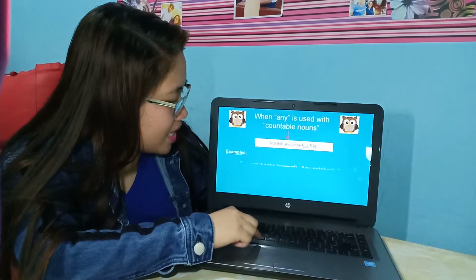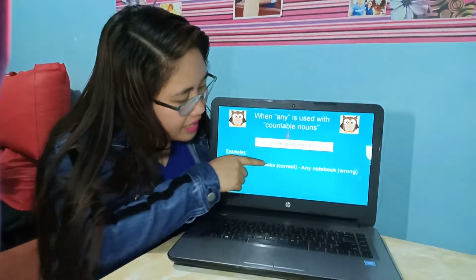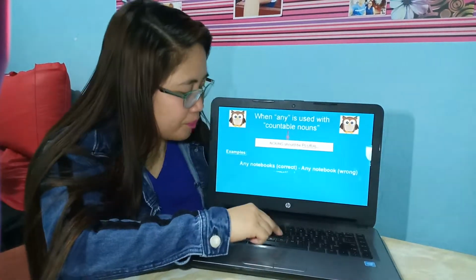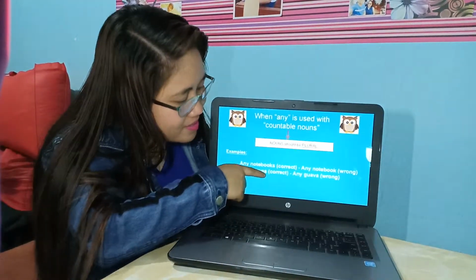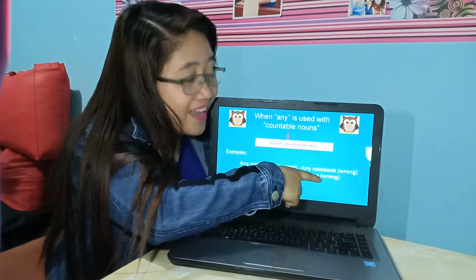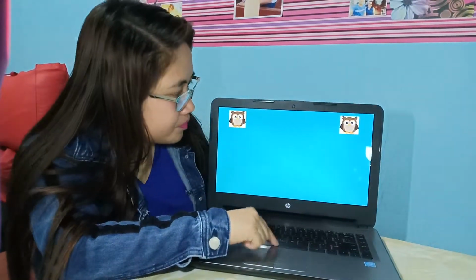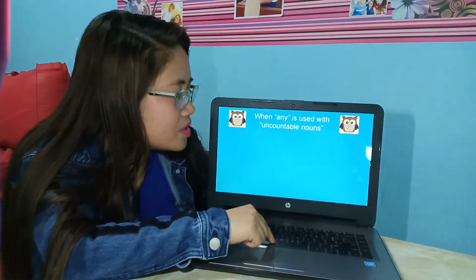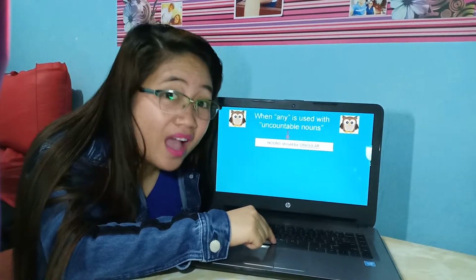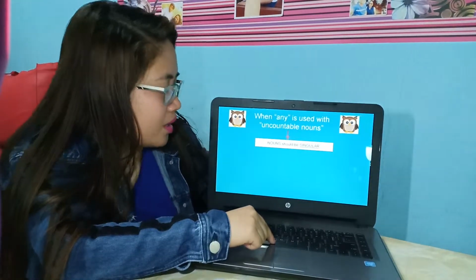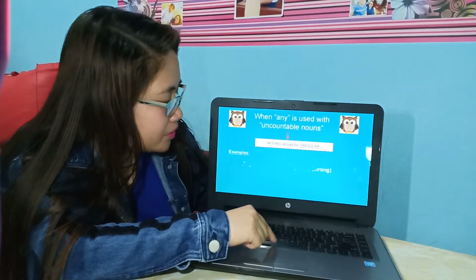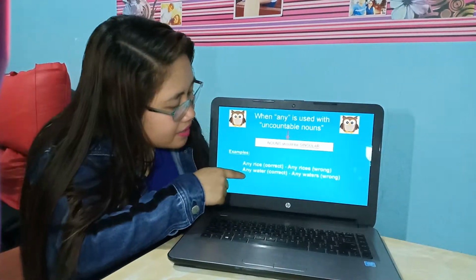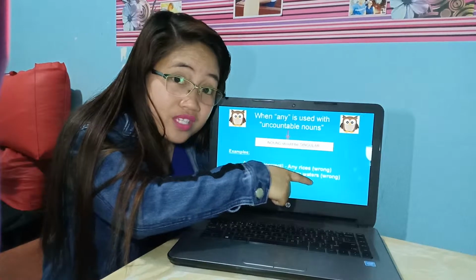So these would be the examples. Any notebooks, this one is correct, and any notebook, this one is incorrect. Any guavas, it is correct, and any guava, it is incorrect. When any is used with uncountable nouns, always remember that the noun should be singular. So these would be the examples. Any rice, correct. Any rices, incorrect. Any water, correct. Any waters, incorrect.